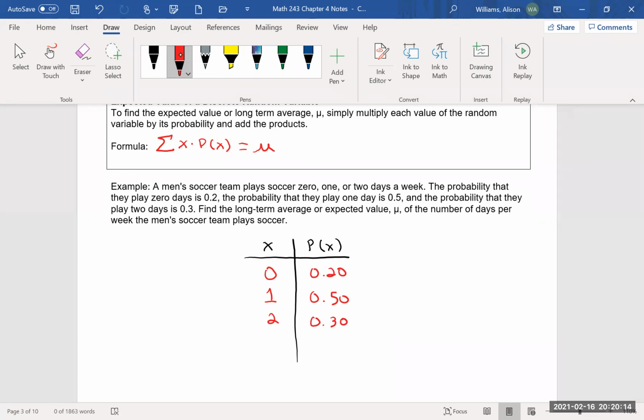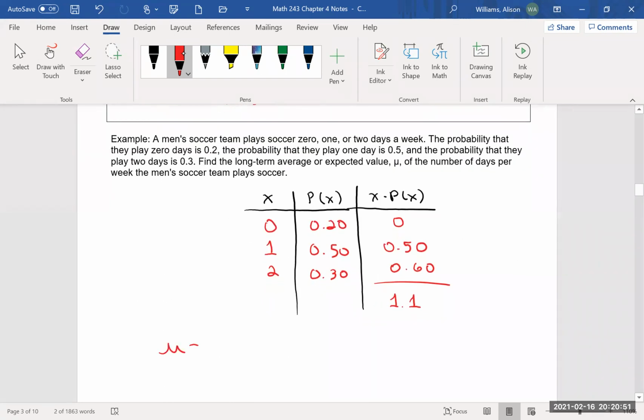Okay, so according to this formula, to find the expected value, we're just going to multiply X times the probability. So I'm going to create another column over here, and I'm going to multiply X times P of X in this column. So 0 times 20% is just 0. 1 times 50% is 0.50. And 2 times 0.3 is 0.60. So when I add that together, I get 1.1. So that is the expected value, the mean.